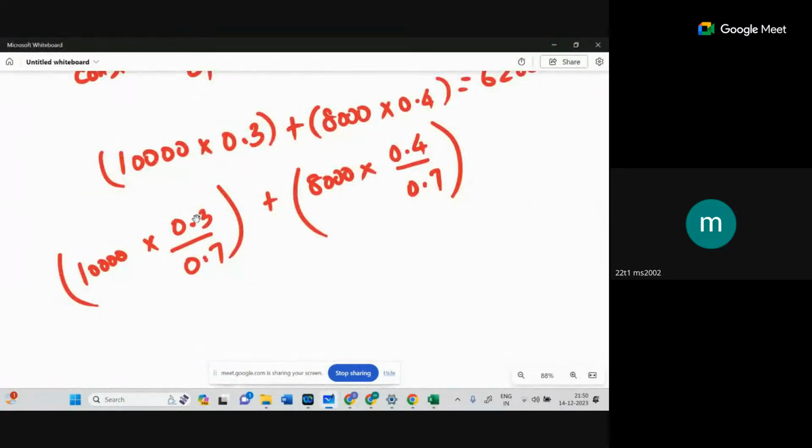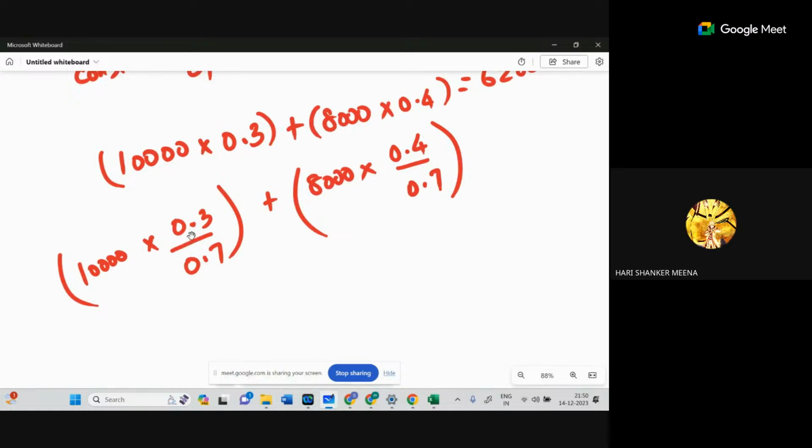So therefore, since they are not adding up to 1, I am dividing 0.3 by 0.7 plus 0.4 by 0.7. So now if you add these two, 0.3 by 0.7 plus 0.4 by 0.7, it comes to 1. I'm normalizing them.